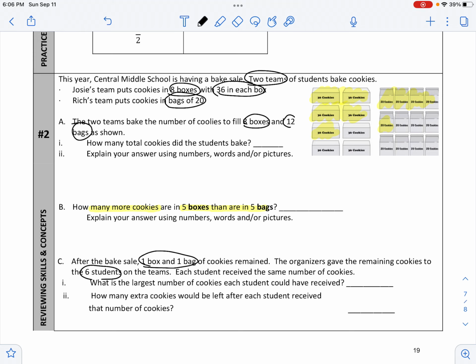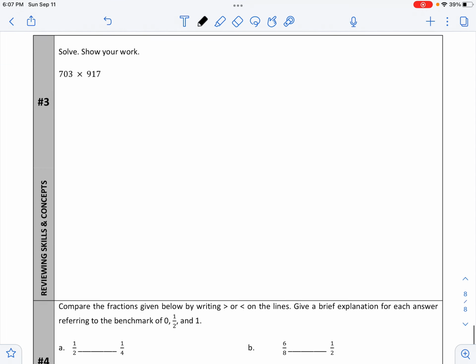So, you know how many cookies were left over, and you know how many students they're being split up between. If they're all getting the same amount, what is the largest number of cookies each student could get? That's question C. Go ahead and pause this video before I give you a helper on the next page. Remember, you can always rewind or pause again if you're not ready for the next question.